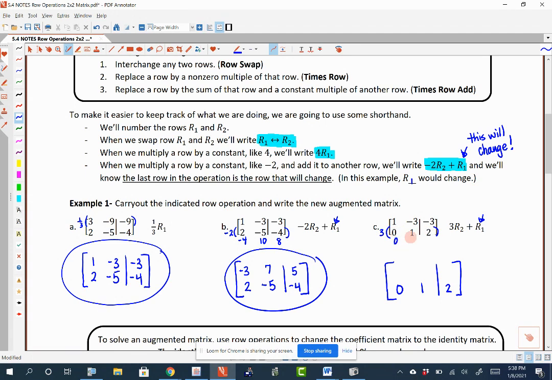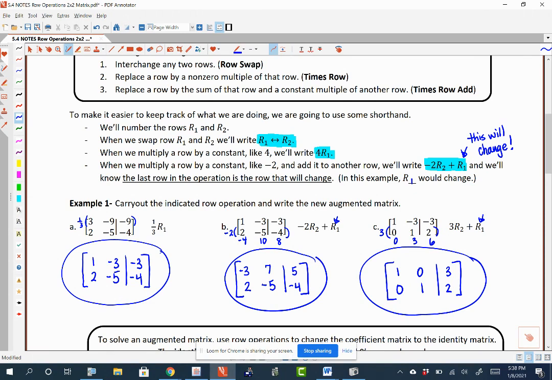3 times 0 is 0. 3 times 1 is 3. And 3 times 2 is 6. And those values need to be combined to the values in row 1. 0 plus 1 is 1, excuse me. 3 plus negative 3 is 0. And 6 plus negative 3 is positive 3. So we took 3 times row 2 and used those numbers to help combine with row 1.